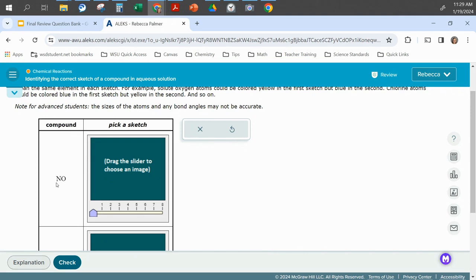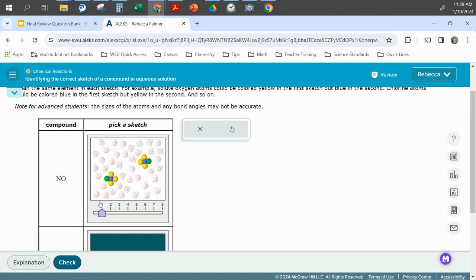We have a molecule, so it's not going to break apart. So we're looking for nitrogen bonded to oxygen modeled in water. Let's go through. This first one, we have 3 different types of atoms. No, we only have nitrogen and oxygen, so that's wrong. Next one, we have 2 different ones that are bonded together. So far that's looking really great.